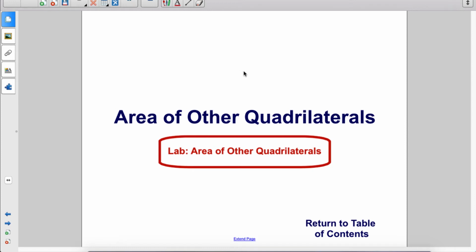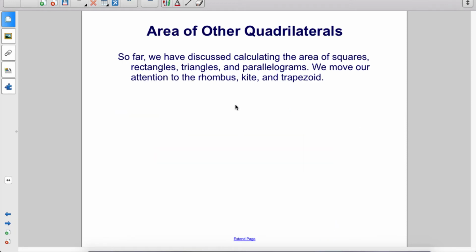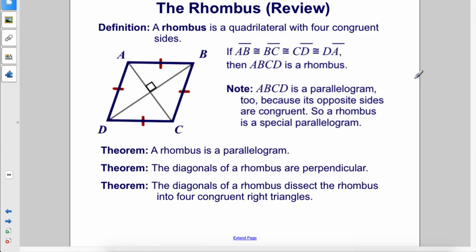Area of other quadrilaterals. So far, we've discussed calculating the area of squares, rectangles, triangles, and parallelograms. We move our attention to the rhombus, kite, and trapezoid. The rhombus review. A rhombus is a quadrilateral with four congruent sides.